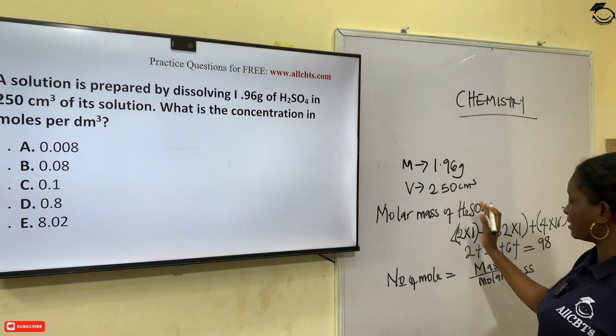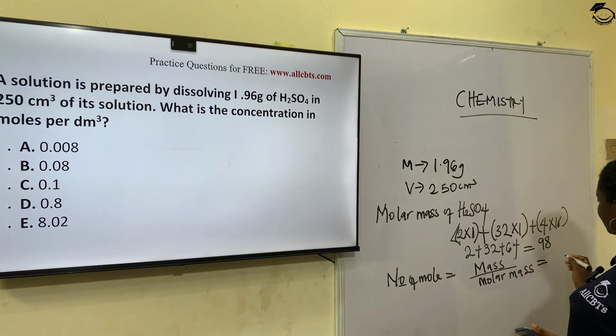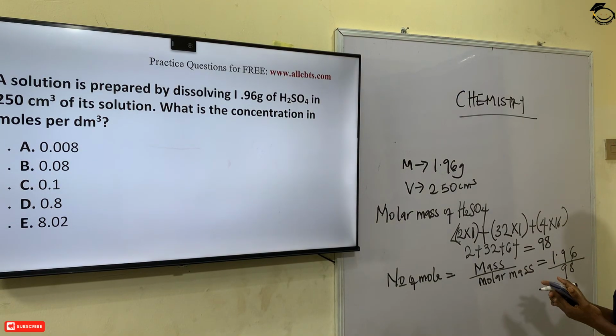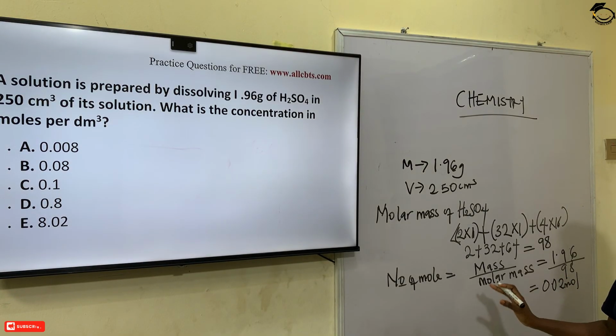What is the mass given? Mass, we have 1.96 all over the molar mass, 98. So 1.96 divided by 98 will give 0.02 mole. That's the number of mole.